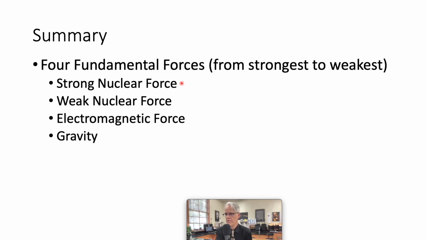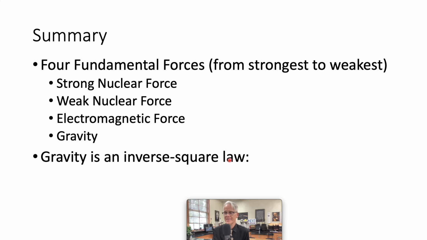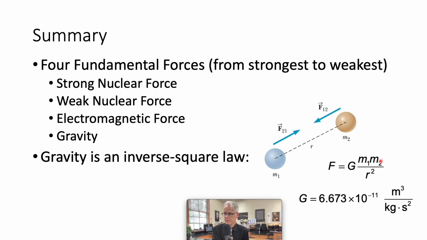All right, let's summarize what we've learned so far. First, there are 4 fundamental forces of nature that we know of right now: the strong nuclear force, the weak nuclear force, the electromagnetic force, and gravity. Now, gravity is an inverse square law. It is described by this equation here. It is the force of gravity between two masses, represented by these vectors. We take G, the gravitational constant, which is this number here. We multiply it by the mass of one object times the mass of the other object, and divide it by the square of the distance between them.